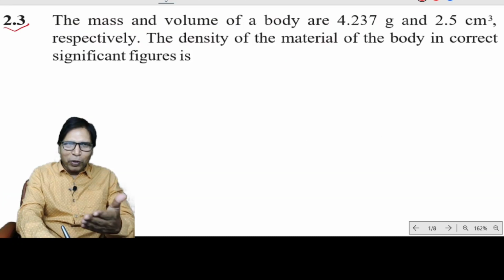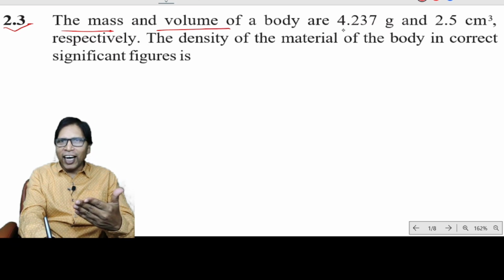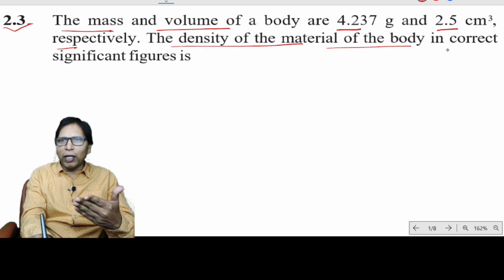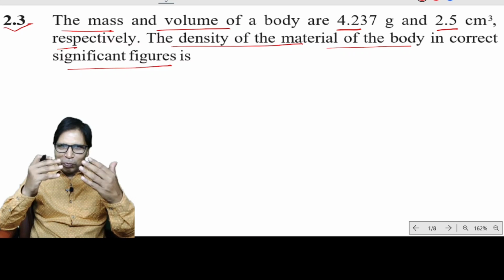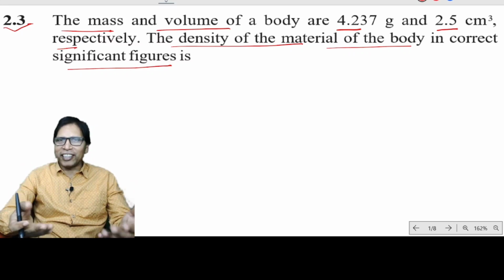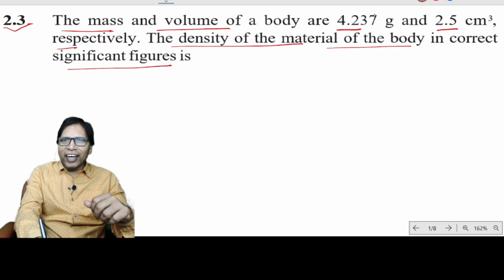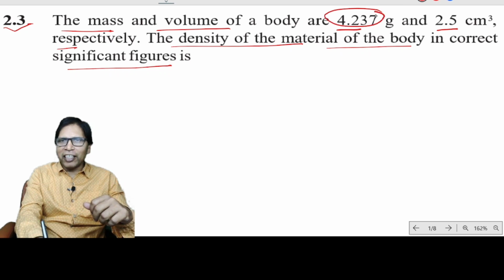Now question number 2.3. The mass and volume of a body are this and this respectively. The density of the material of the body in correct significant figures. This is also based on arithmetic operations. Look at this. Here the number of significant figures is 4. Here the number of significant figures is 2.